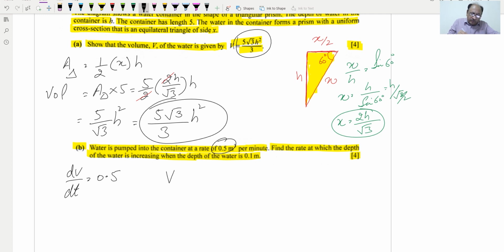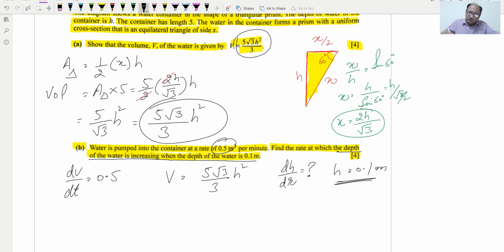and volume we already have, we have 5 root 3 over 3 h square. This is our volume, and we need to find what? We need to find dh, find the rate at which depth of the water is increasing. So dh by dt, basically we require to find the rate at which the depth is increasing. So we can find this at h is equal to 0.1 meters. This is also the condition.